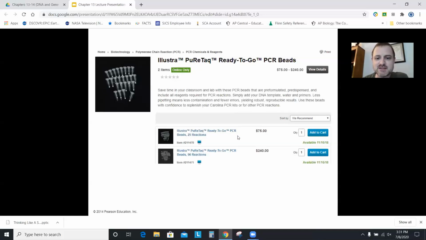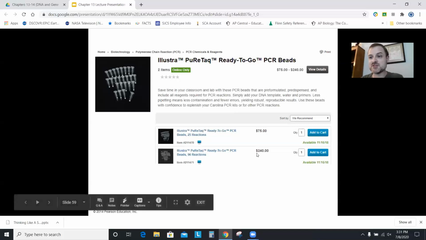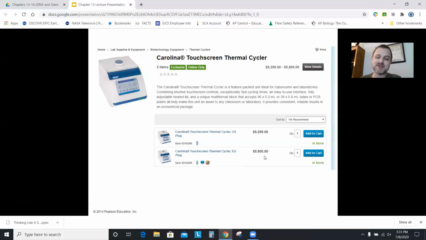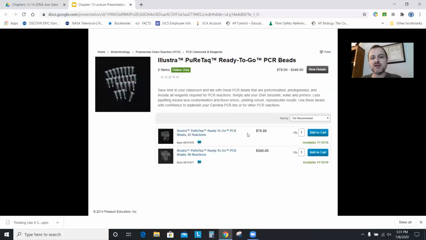And the beads are in these little Eppendorf tubes. 25 of these is $75, which, 10 or 15 years ago, would have been a fortune to do this. Now you spend 5 or 6 grand on a thermal cycler, and you buy these beads, which aren't that expensive.